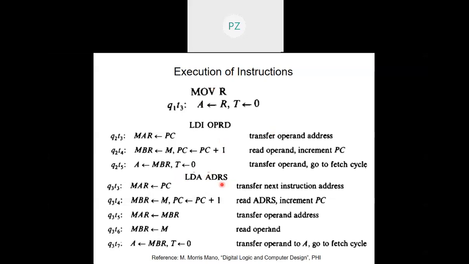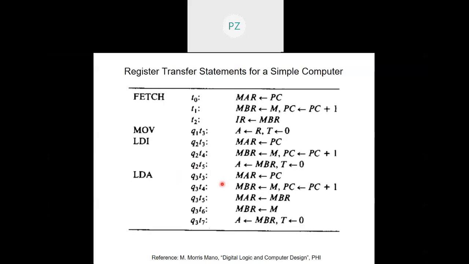So this is the execution of these instructions. Next, we summarize. We summarize by saying that the fetch cycle requires 3 clock cycles: PC to MAR, M to MBR, PC incremented, MBR to IR. So the opcode is available in IR now. For move, I have to do one more clock cycle in addition to these 3 of the opcode fetch, with Q1 T3, because if this IR is 00000001, then Q1 will be high.